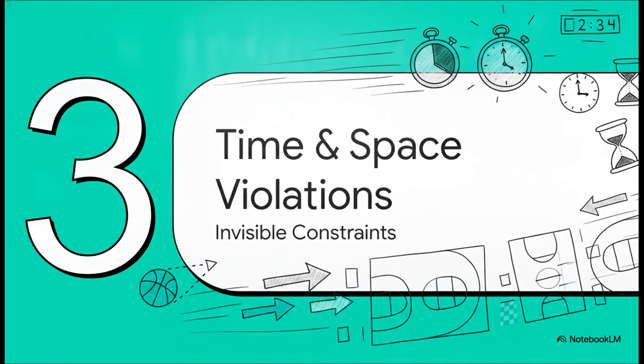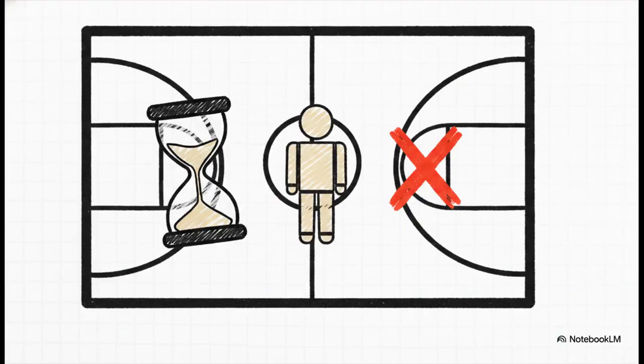All right, onto the invisible rules. Section 3, time and space violations, invisible constraints. We are going to go through a rapid-fire sequence of the game's ticking clocks to make these super common whistles easy to memorize. We'll start our countdown at 3 seconds. The key is that painted section of the court right near the basket and free throw line.